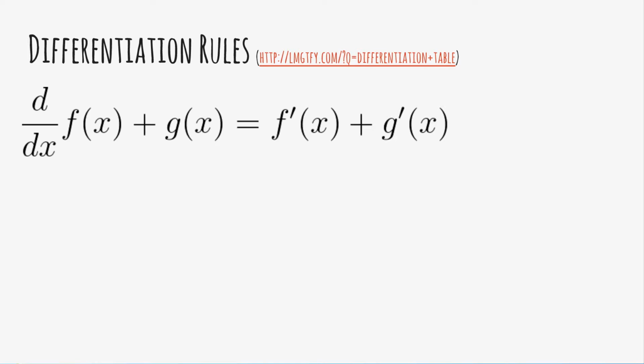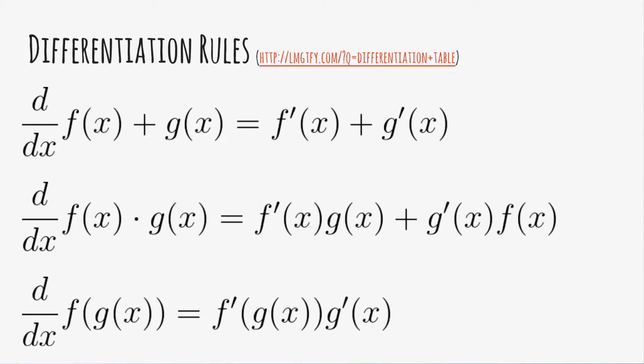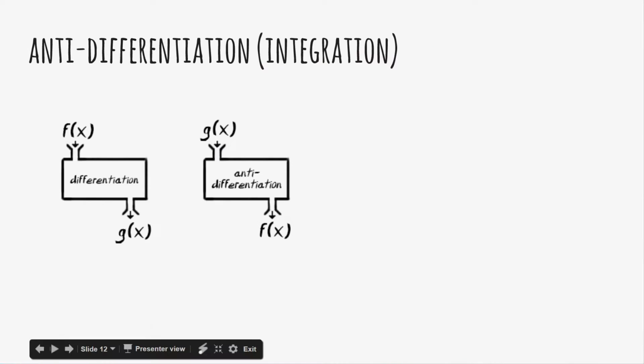This does not mean, however, that differentiation distributes over multiplication of functions. In fact, differentiation over multiplication takes this form. The derivative of f of x times g of x equals f prime of x times g of x plus g prime of x times f of x. Lastly, the famous chain rule. The derivative of f of g of x equals f prime of g of x times g prime of x.